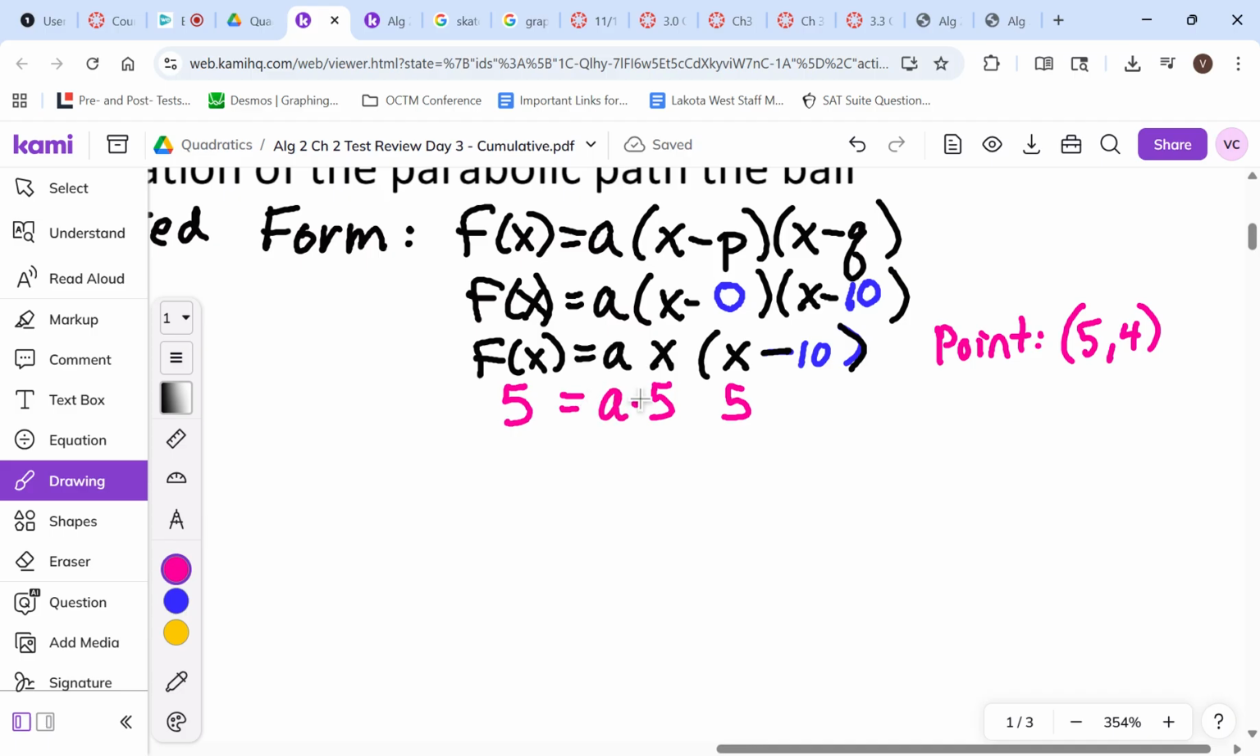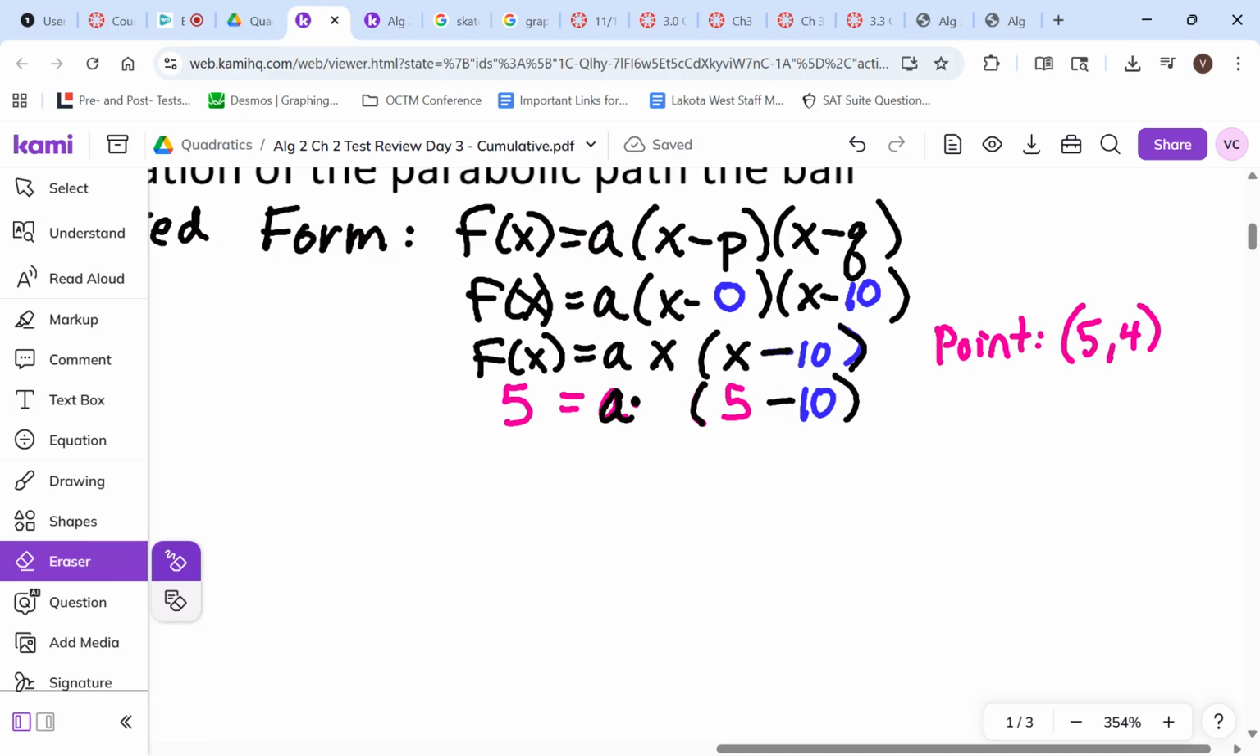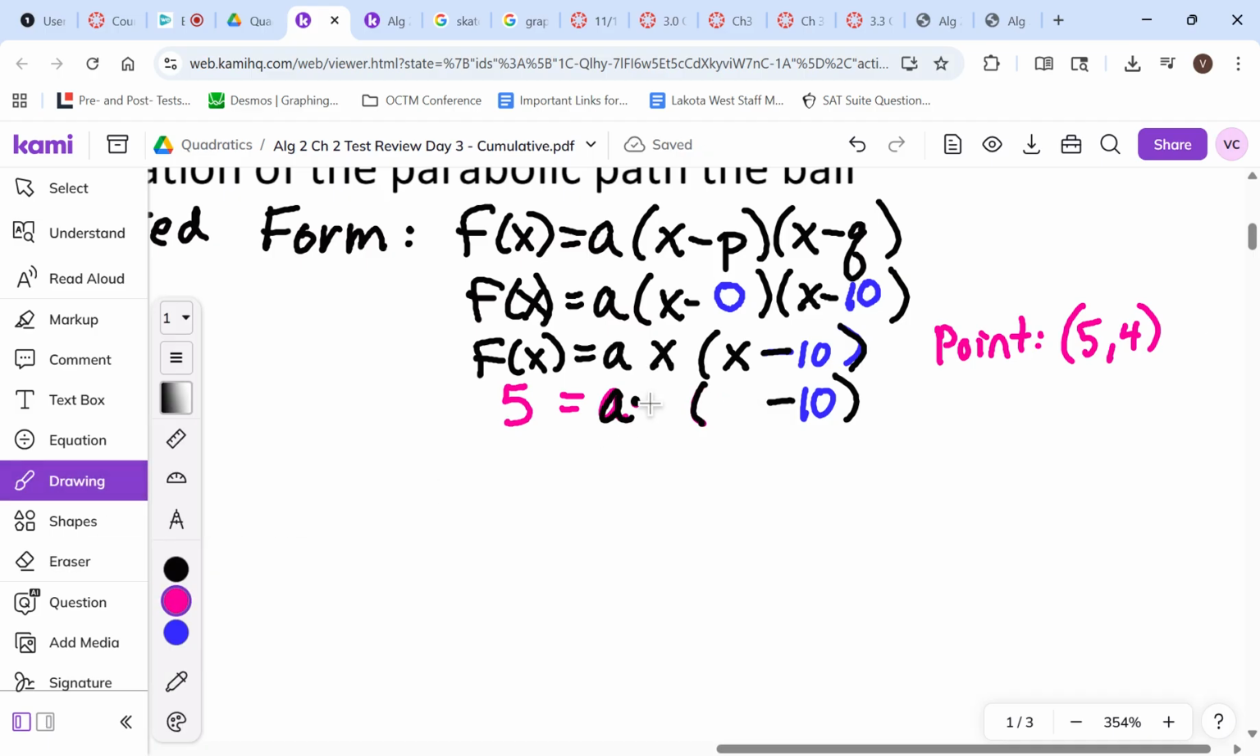Forgot I was trying to keep everything colored. Here we go. So my x-intercepts are blue. The vertex 5, 4, the x and the y, those are in pink. And then the original, the a, is in black. I now have to solve for a.